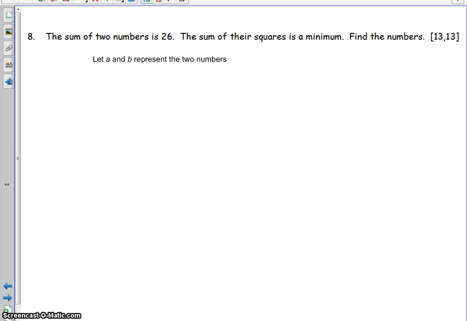Okay, so there we go, and again, nothing too fancy. Let's just let A and B be those two numbers. So we're told that the sum of these two numbers is 26. So now that we've defined our two variables, we can say this means that A plus B is equal to 26. Okay, that might become useful at some point. And this is the key part right here. It says the sum of their squares is a minimum.